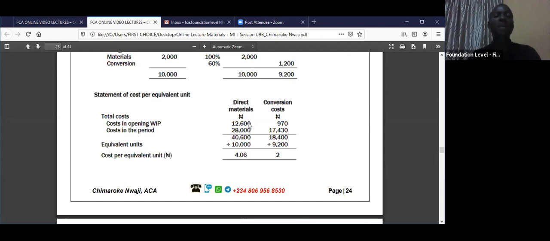So material cost: opening work in progress and the cost for the period. This is the opening work in progress, this is the cost for the period. You add them together, you have 40,600. The same thing, you add these two together, you get 18,400. And what do we do? We now divide by these figures here. We said these figures represent our equivalent, our expected units. So we divide 10,000 and 9,200. What you have is 4 naira and 6 kobo, and here is 2 naira per unit.